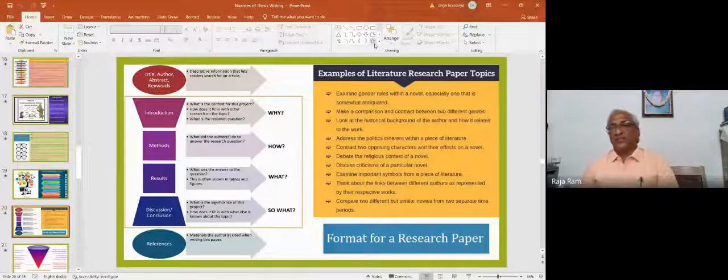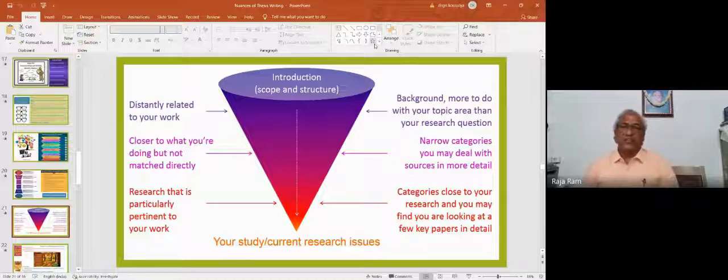So what is the end point? We have given a conclusion. What is the effect on further research or things like that? I've given an example there also. I will share the slides with the people, and you can have it. As far as the introduction is concerned, it should start from a wide area and move from general to particular. That's what most of us know.